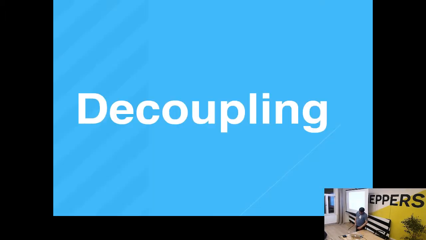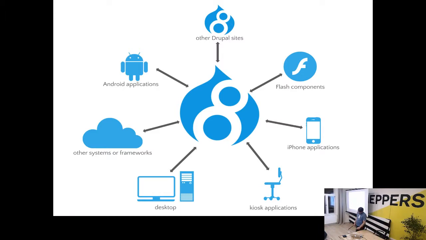Now let's start talking about decoupling. In the Drupal world, it's more known as Headless Drupal. What does it exactly mean? It basically means Drupal is able to communicate with other services, which might be another Drupal site or some mobile application, kiosk application, desktop, and these other applications should also communicate with each other.